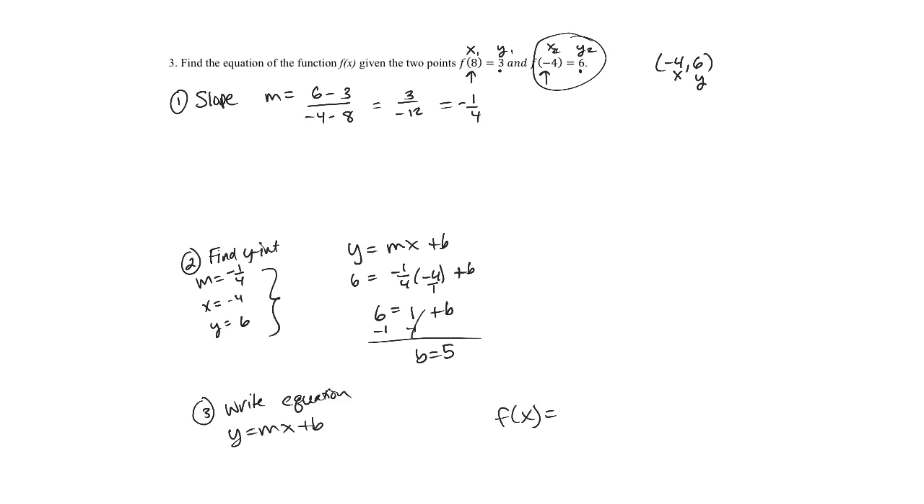Now we're ready to write y equals mx plus b, so it would be y equals negative 1/4 x plus 5. But remember that f of x is equivalent to y, so you just replace y with f of x. And so the equation for our function would be f of x equals negative 1/4 x plus 5.